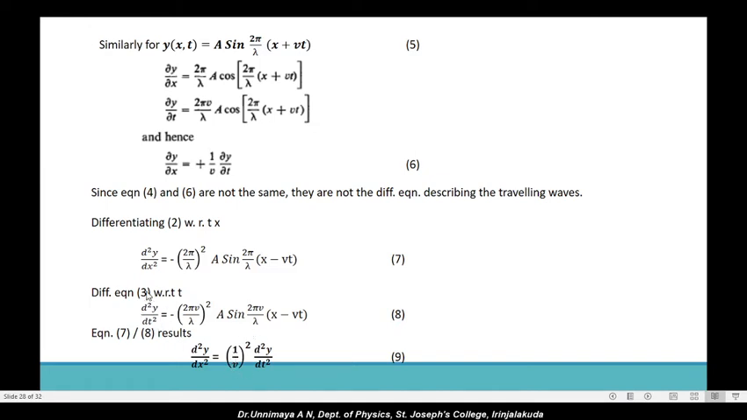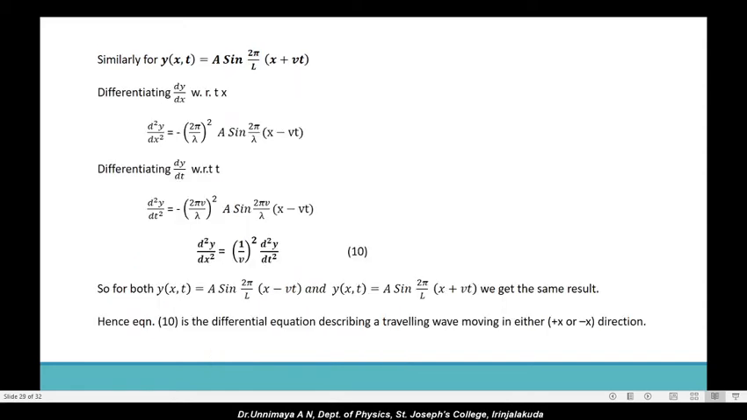Take this term right hand side, we get dou square y by dou x square is equal to 1 by v square d square y by dt square എന്ന് കിട്ടും. ഇത് നമ്മൾ നെഗറ്റീവ് എക്സ് ഡയറക്ഷനിൽ മൂവ് ചെയ്യുന്ന ട്രാവലിംഗ് വേവ് എടുത്തപ്പോൾ കിട്ടിയതാണ് ഇക്വേഷൻ. സിമിലർലി use this relation, a wave moving in the negative x direction. So what do we get?